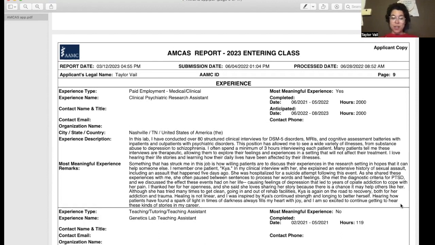She had a history of sexual assault. She was hospitalized for a suicide attempt. And she was someone in whom I very much saw how psychiatric illness can progress through someone's life. So, for example, she had PTSD from childhood trauma that led to feelings of depression, and that led to an opiate use disorder that she was trying to use to cope with that depression.